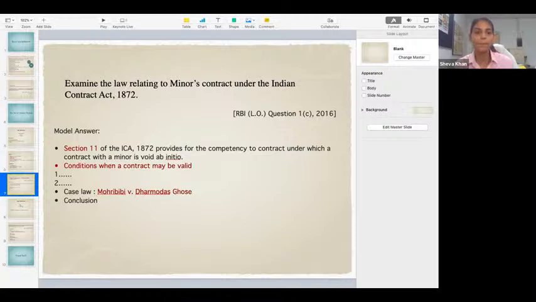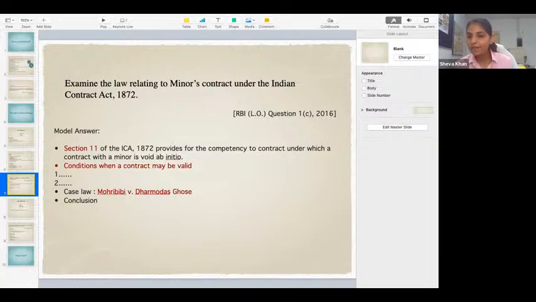तो आपको पता है कि मुझे ये स्ट्रक्चर अप्रोच अपनाना है, एंड सो आप उसको बहुत इजीली और जल्दी अप्रोच कर पाएंगे. सो अकॉर्डिंग मॉडल आंसर इसका हो सकता था, सी, देयर कुड बी मेनी अदर वेज आल्सो, बट जो अभी हमने मेथड डिस्कस किया उसके अकॉर्डिंग जैसे ये हो सकता था. लाइक यू कुड बिगिन विद सेक्शन 11 ऑफ द इंडियन कॉन्ट्रैक्ट एक्ट, प्रोवाइड्स फॉर द कॉम्पिटेंसी टू कॉन्ट्रैक्ट, अंडर विच अ कॉन्ट्रैक्ट विद अ माइनर इज वॉइड ab initio. Now if we analyze this, एक लाइन में we have given so much of data. Like it is a very small sentence, but yet it has given the section.